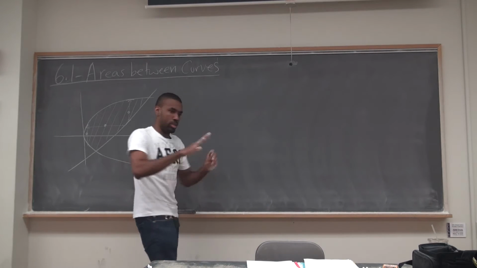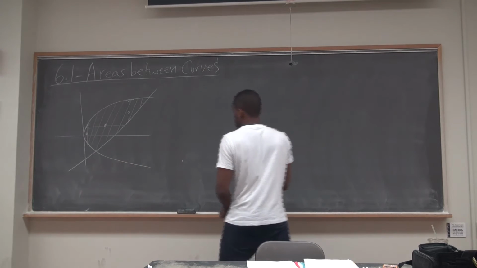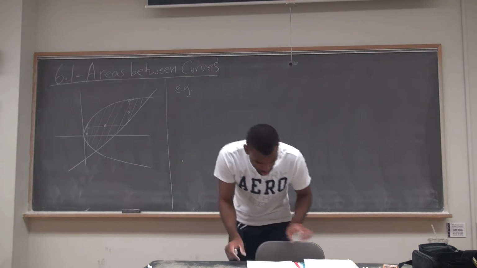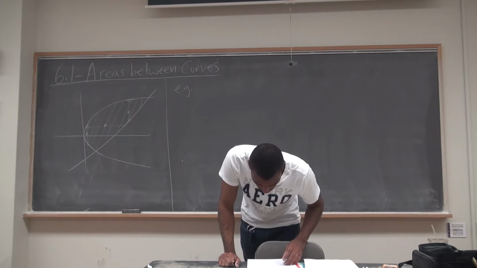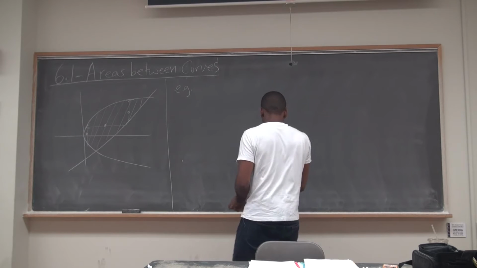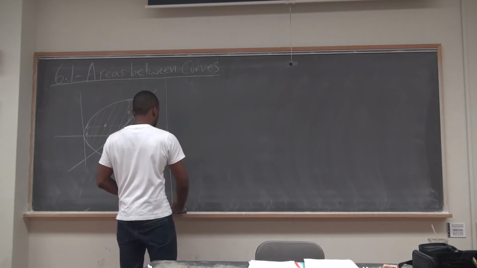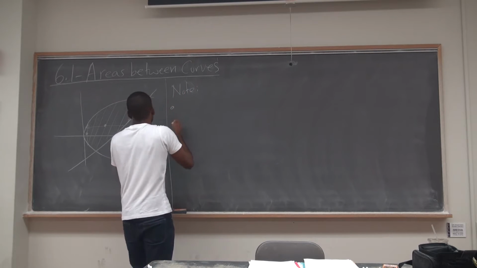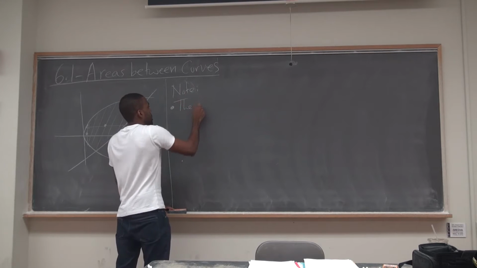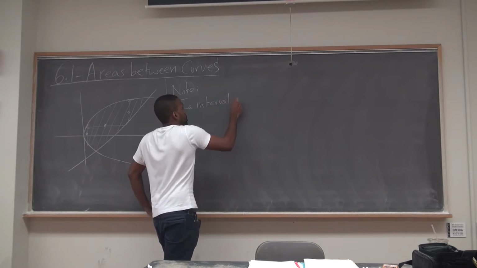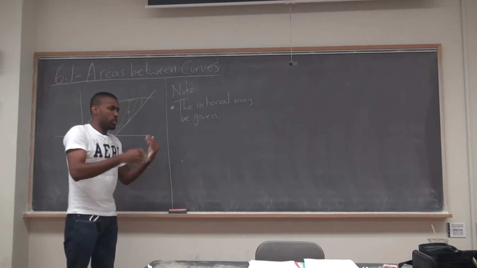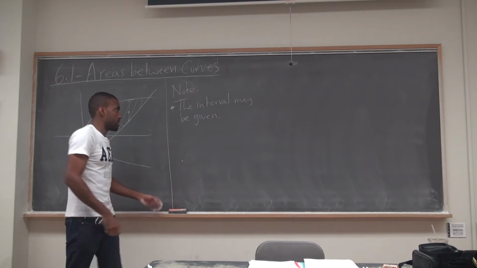In 205, we're just basically doing top and bottom. Right? So you won't have to change variables usually. So let's actually just jump into this and do some examples. Or let me make a note first. The interval may be given. Right, so I can say find the area between these 2 curves on this interval, and that's fine.